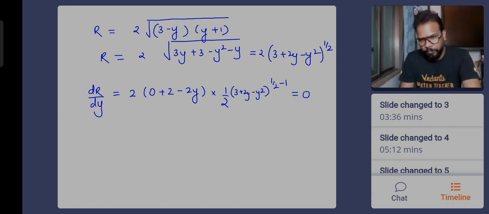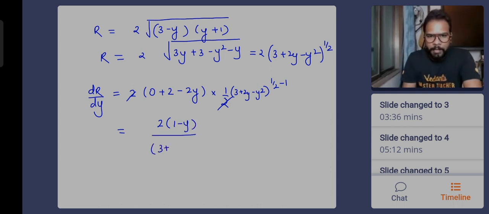Okay, and this has to be equated to 0. So if you write it properly, this is how it looks like, by the way. Before you even equate it to 0, you can write it as 2 taken common, 1 minus y divided by 3 plus 2y minus y square power half. Why? Because this power is minus half. That means when the term will be brought to denominator, it can become positive power again.